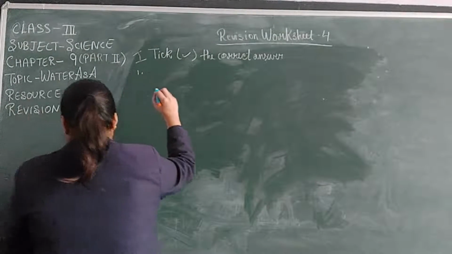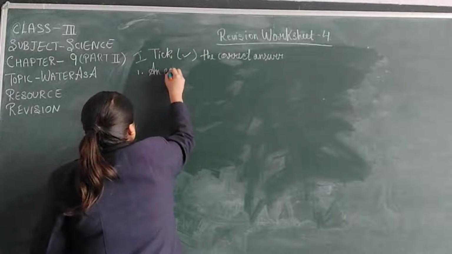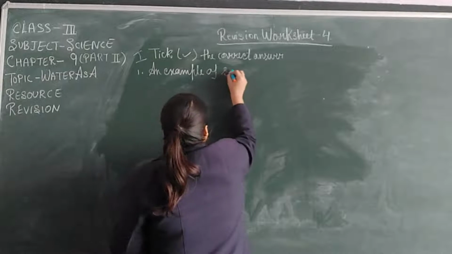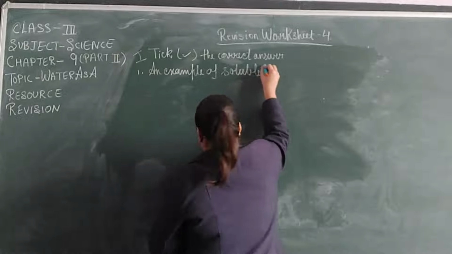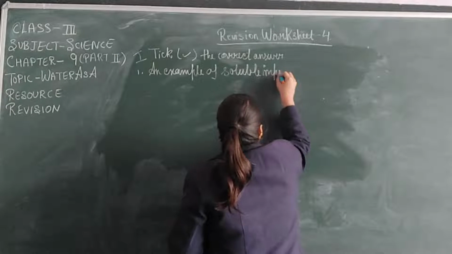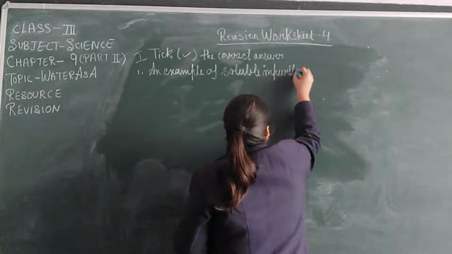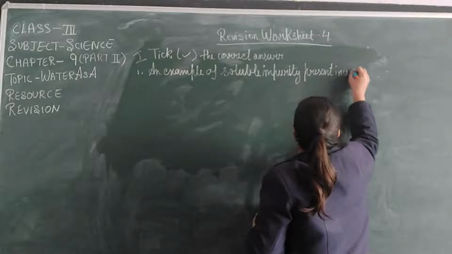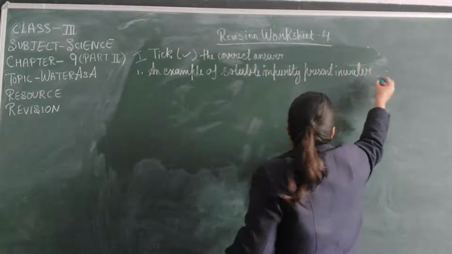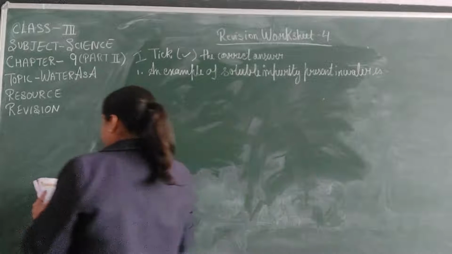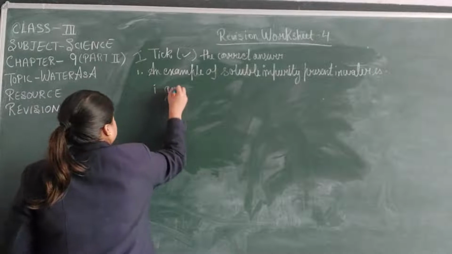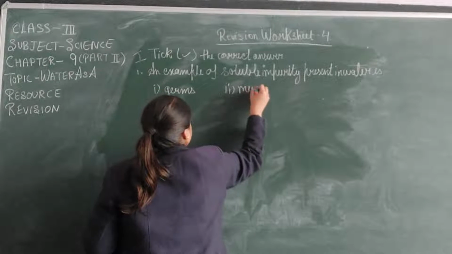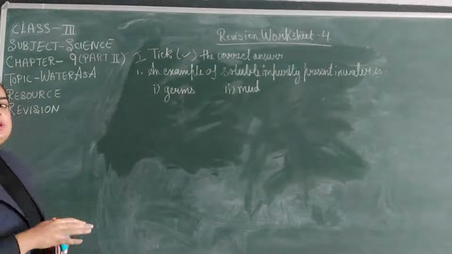First question is, an example of soluble impurity present in water is germs or mud. Which one is the insoluble impurity among germs and mud?